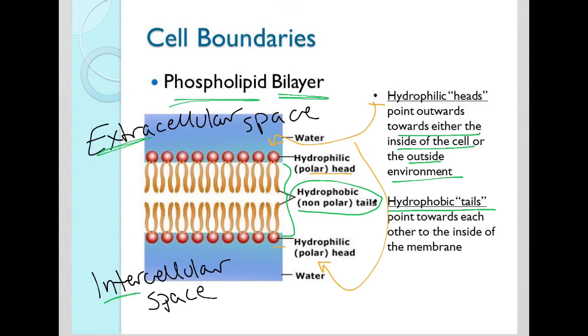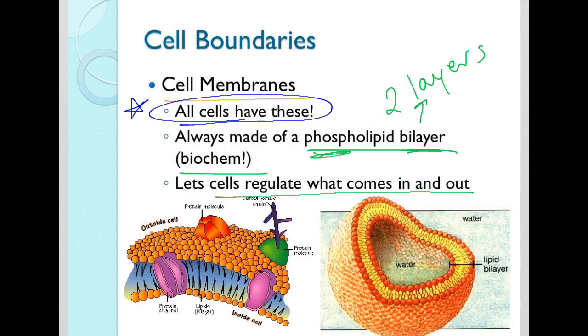Let me see if we have a picture of this. Yeah, so this picture here sort of shows this fluid mosaic model. This item, which is a protein channel, can move over here if it wants to, but there's all this different stuff. It is fluid and a mosaic.